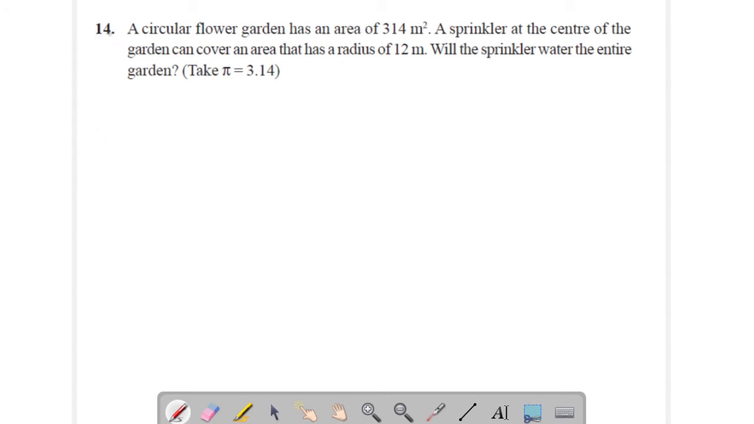Come to question number 14. A circular flower garden has an area 314 meters square. A sprinkler at the center of the garden can cover an area that has a radius of 12 meters. Will the sprinkler water the entire garden? Take pi equal to 3.14. See the solution.